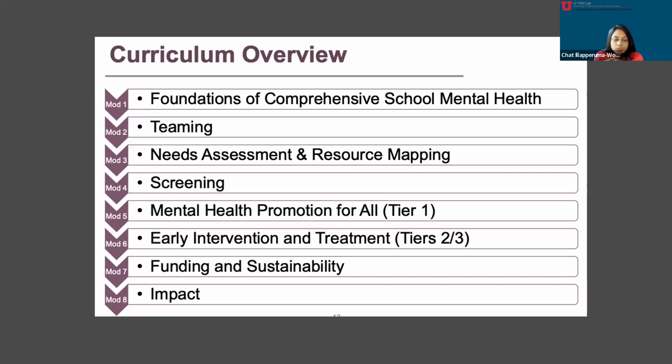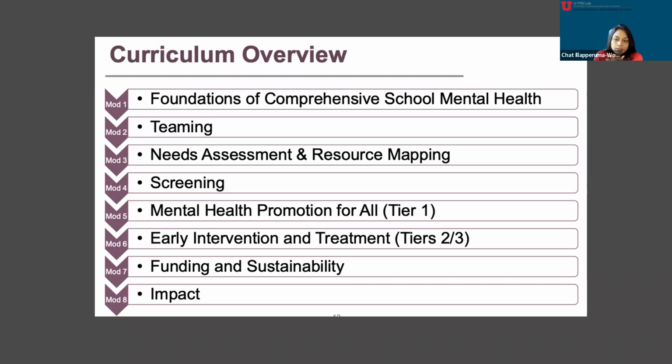So today we will be quickly recapping funding and sustainability, which really talks about how you fund and sustain your school mental health frameworks.